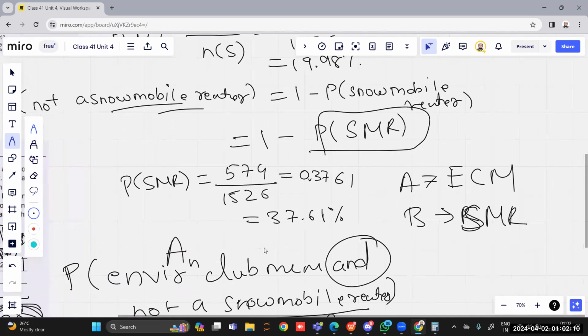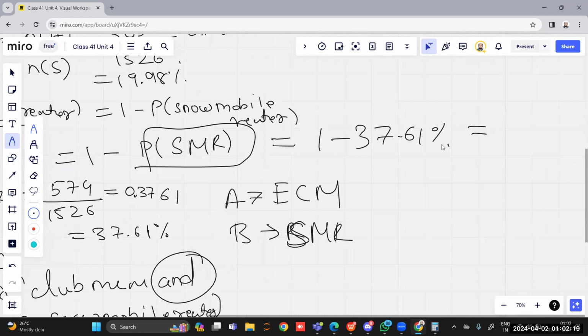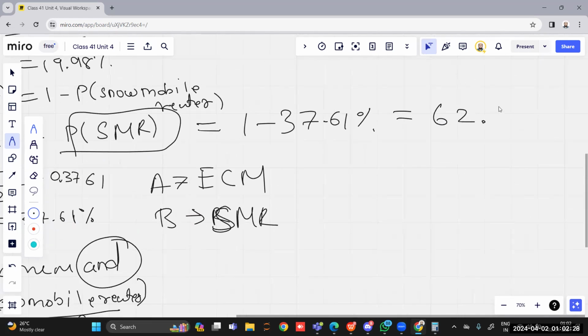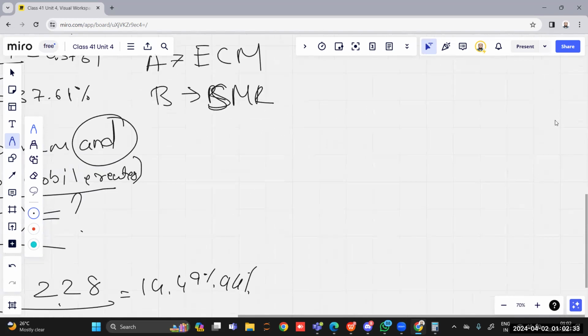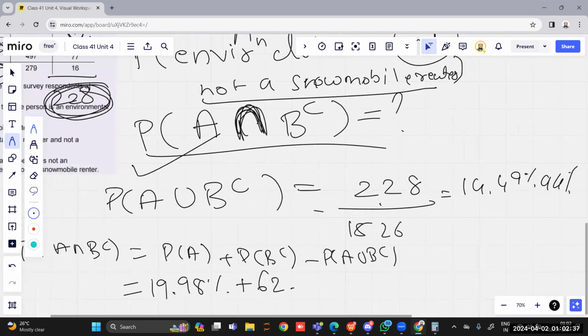It is 1 minus. Oh, we have not performed 1 minus here, which will be equal to 1 minus 37.61%. So the final answer will be 62.39%. Plus 62.39% minus 14.49%. So what will be the final answer?